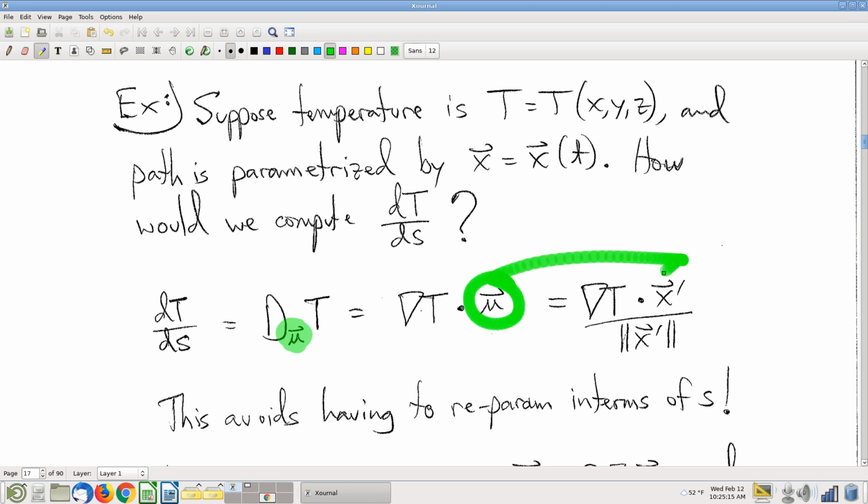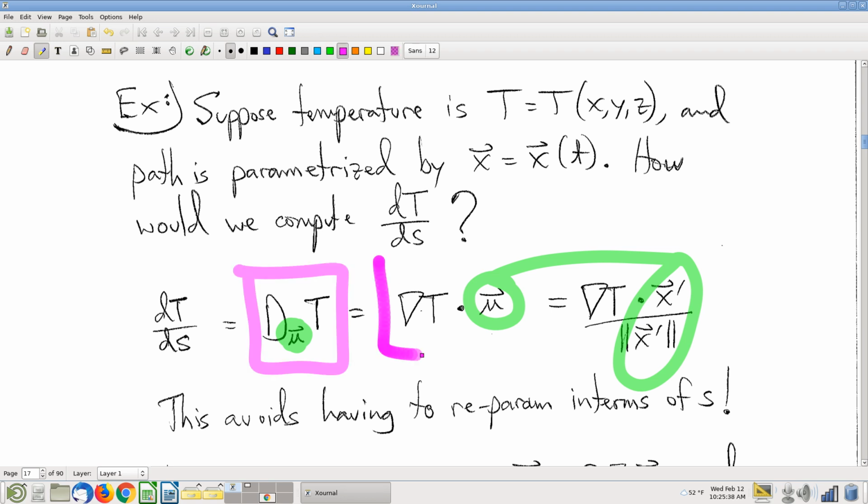That unit vector is easy to compute, right? We just take our velocity. Velocity is a tangent vector to the curve. Velocity points in the direction that we want to go. We need it to be a unit vector, though, so we don't write down the velocity. We write velocity divided by speed. There's our unit vector pointing in the right direction. And the way you compute the directional derivative is with a dot product with the gradient. So pretty straightforward. Nice computation.